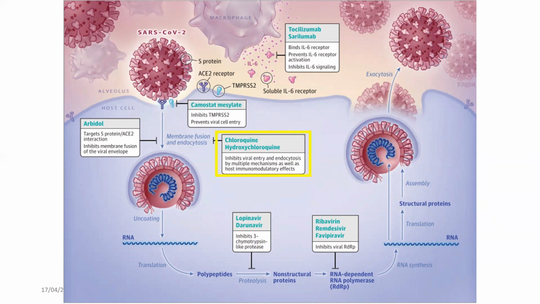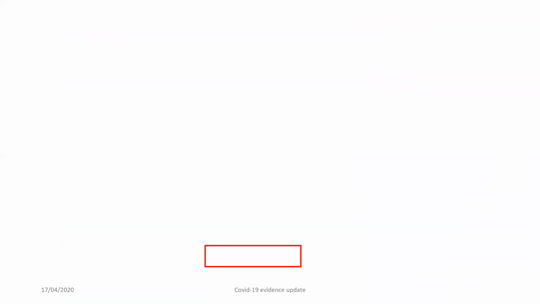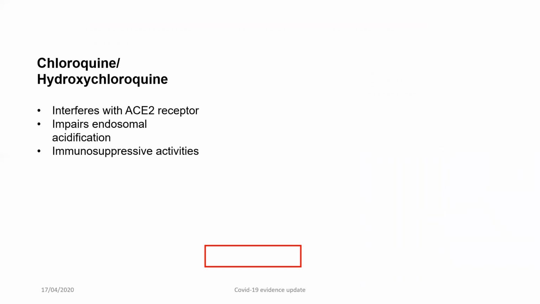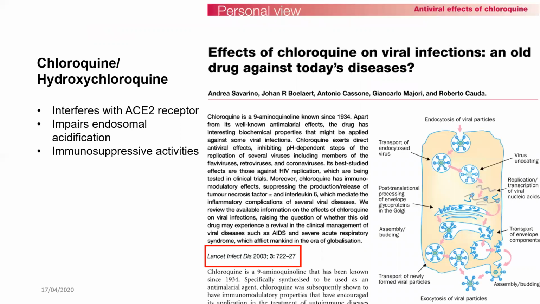So I'm going to start with chloroquine, about which everyone has heard quite a lot. Chloroquine has multiple mechanisms of action and has previously been discussed in relation to the 2003 SARS outbreak as well. So it interferes with the ACE2 receptor. It impairs endosomal acidification and absorption of the viral particles into the cell. And it also has immunosuppressive activities, particularly against TNF-alpha and interleukin-6, which would be important in the immune dysregulation response that we've seen in some of these patients.